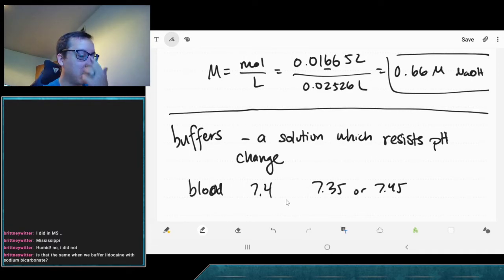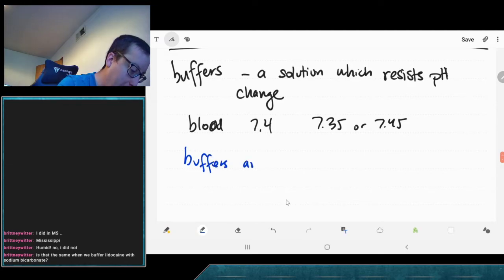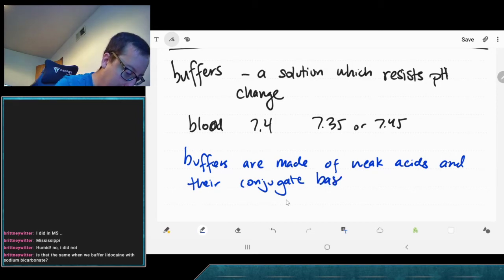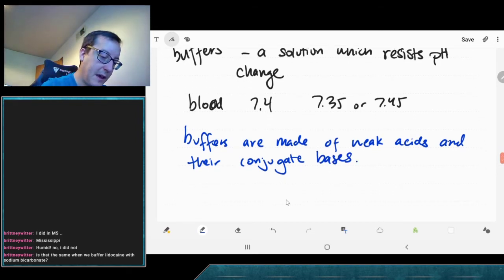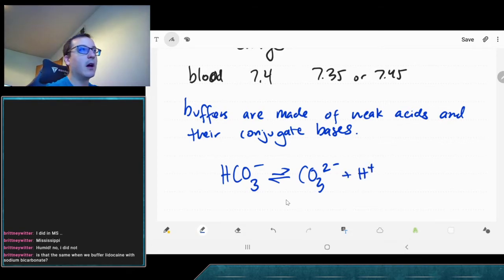And so we're going to see that these are going to be made of weak acids and their conjugate bases. So, for example, in your blood, you have bicarbonate in there. And so sodium bicarbonate, sodium would be the counter ion here just to balance things out. But if you were to have a mixture of bicarbonate and carbonate, that would be a buffer system.